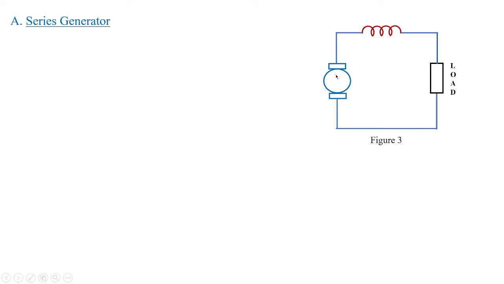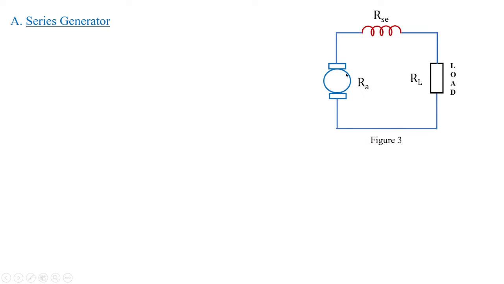In the case of the series generator, in figure 3, from the basic circuit we have seen the arrangement of series connection with the machine. Now I am connecting a load to this machine. Now this becomes a closed circuit.